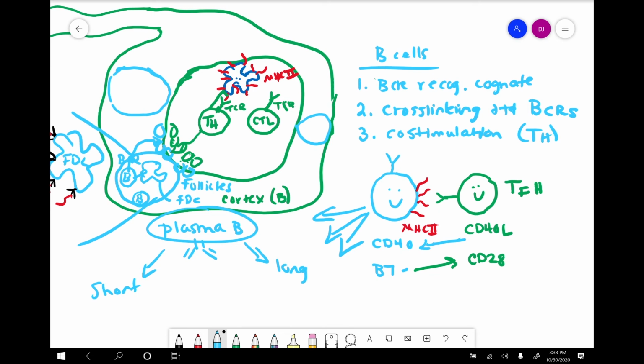The long-lived ones are actually going to go to the bone marrow, and their job really isn't involved in this infection, but they're basically a form of memory cell that's going to spend a very long time secreting low levels of antibodies into your system to help recognize or stave off any future infection.